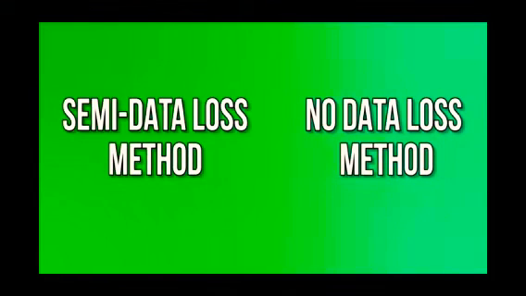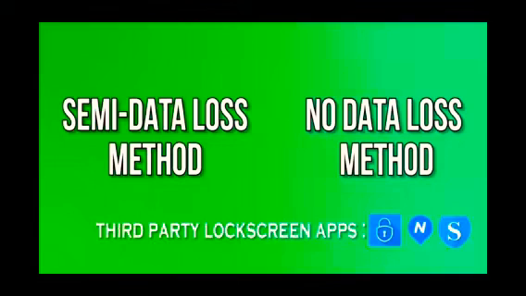Now folks, generally there are 2 strategies that you can apply to unlock an Android device. Number 1 is a semi-data loss method. Number 2, a no data loss method. And additionally, we are also going to show you how to bypass and remove third-party lock screen apps like CM Locker as well.